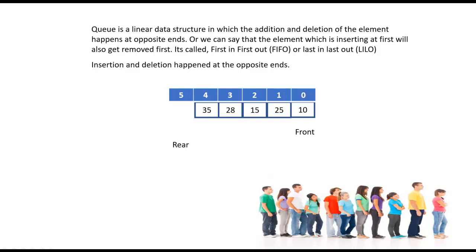So this is the way we are inserting one element into the queue. We have to keep the front at the first element in that array, and the rear will keep on moving and keep the index of the last element inserted into the queue.